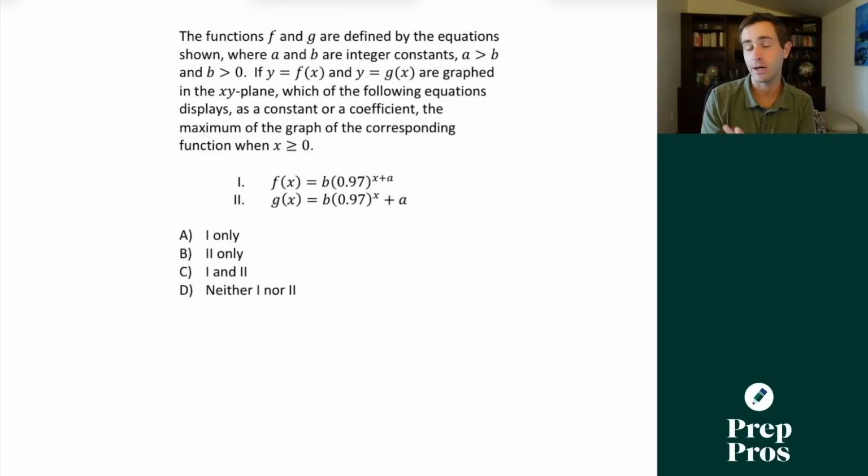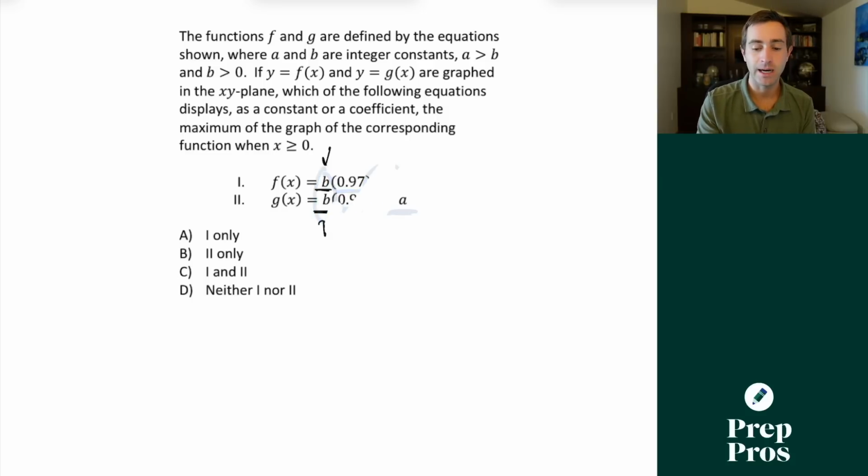So we're going to go through kind of the technical way, then we're going to go through the Desmos way in a minute. What this means is when we're thinking about exponential growth and decay, this is our y-intercept, this is our rate of increase or decrease, this is our kind of time periods, and this would be showing us a shift. But if we're displaying as a constant or a coefficient the maximum or the y-intercept, it means we're looking for this b value to be the y-intercept.